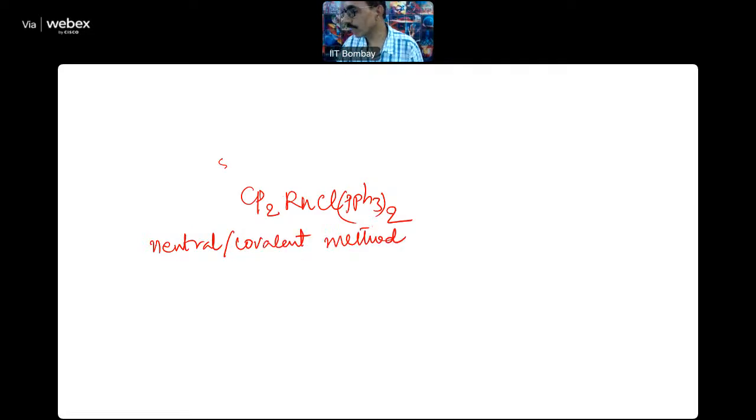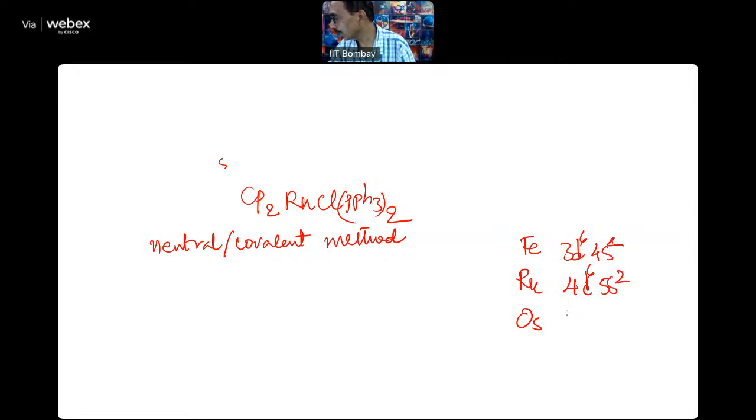In this one, as I said, you should not worry about the oxidation state of the metal. You should just know how many electrons are in the ruthenium valence orbitals in the ground state. Ruthenium comes below iron: iron, ruthenium, osmium. So here it is 3d6 4s2, here it is 4d6 5s2, and here 5d6 6s2, right? That means we have to worry about 8 electrons. So 8 electrons, I will put it here.